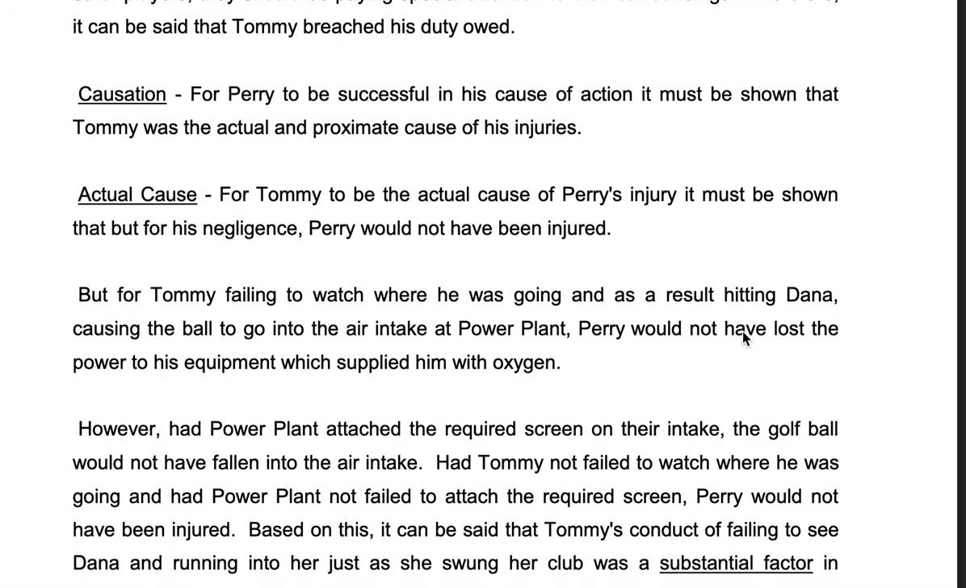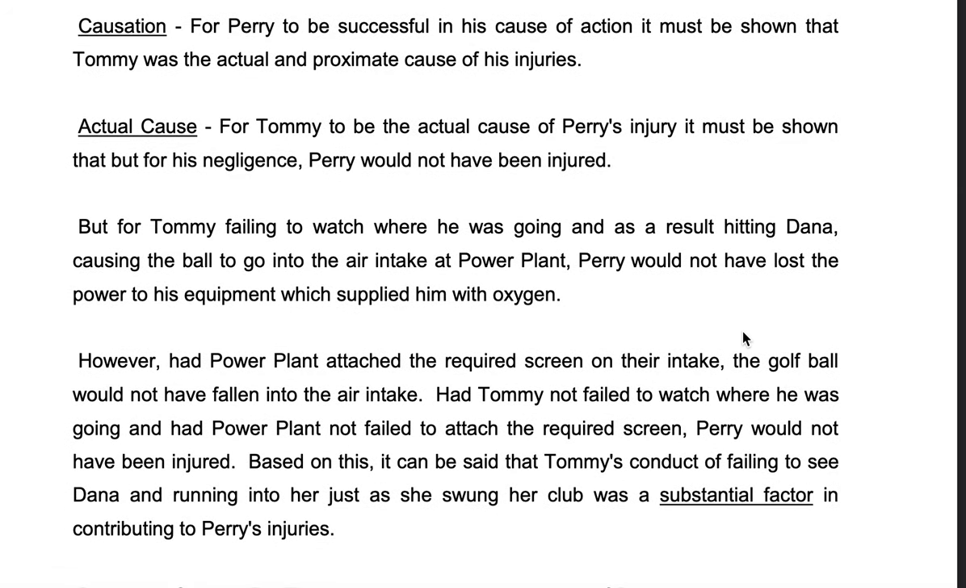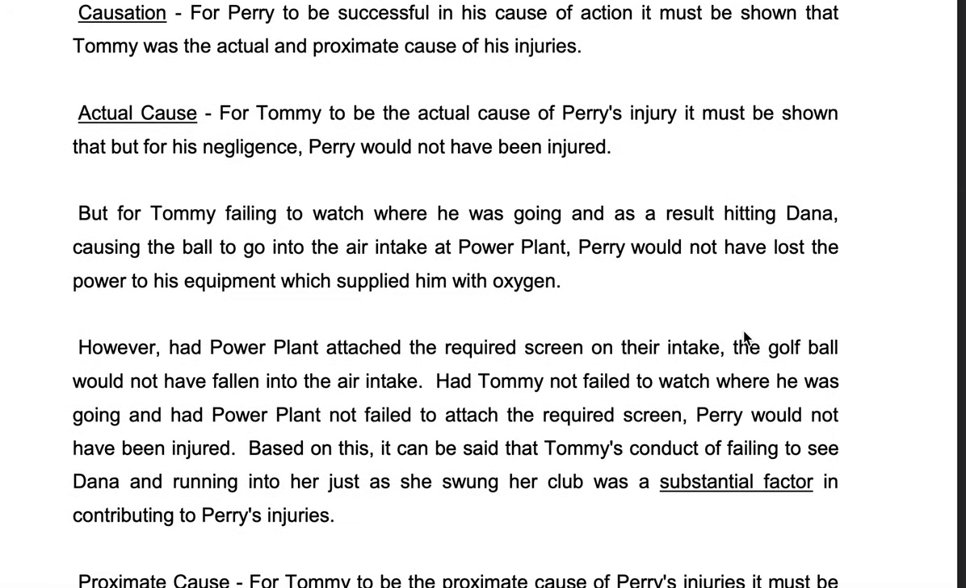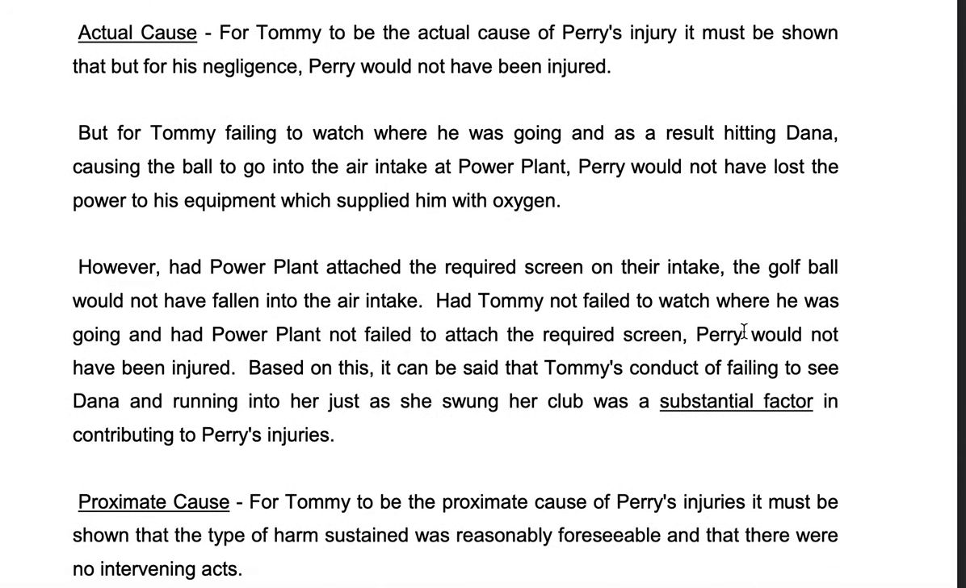Causation. For Perry to be successful in his cause of action, it must be shown Tommy was the actual and proximate cause of his injuries. Actual cause. For Tommy to be the actual cause of Perry's injuries, it must be shown that but for his negligence, Perry would not have been injured.